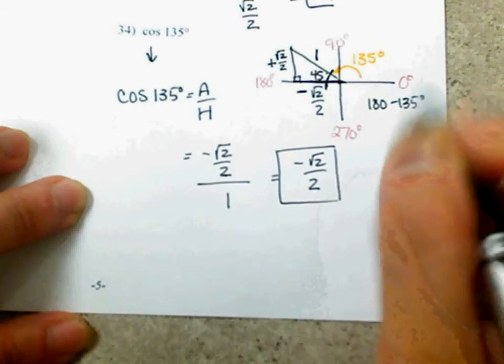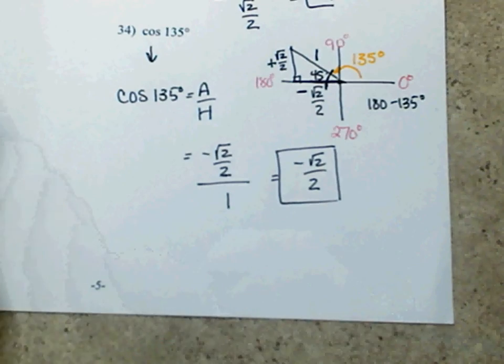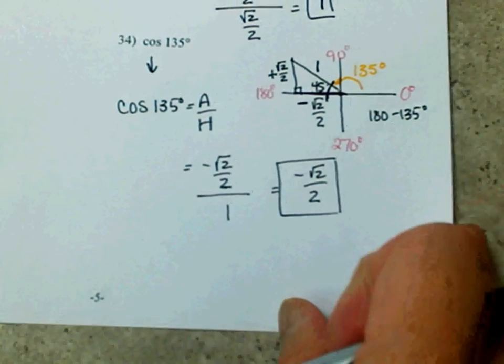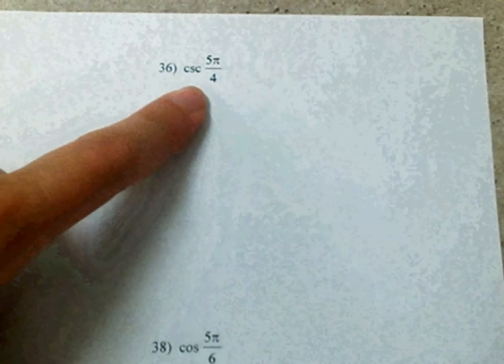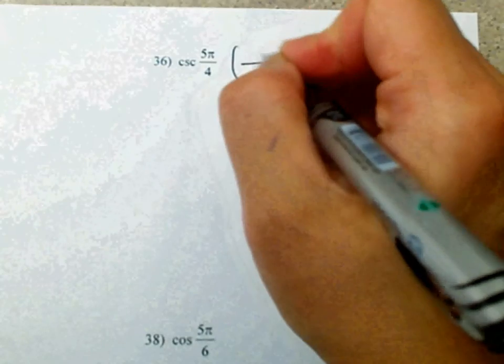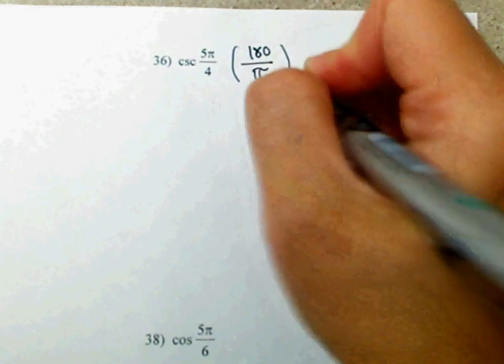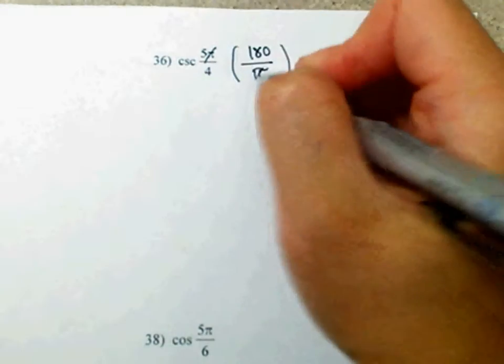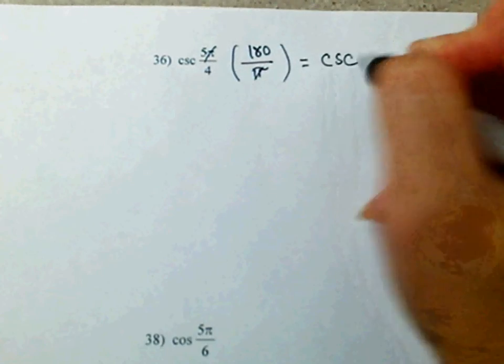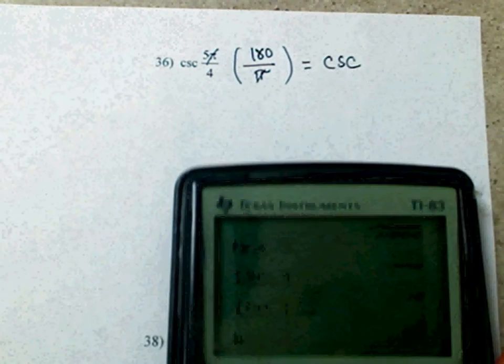Number 36, continuing on. Notice it's in radians. You have to convert it to degrees. So I'm going to multiply by 180 over pi. Pi cancels. On your calculator, 5 times 180, enter, divided by 4. That gives you 225 degrees.